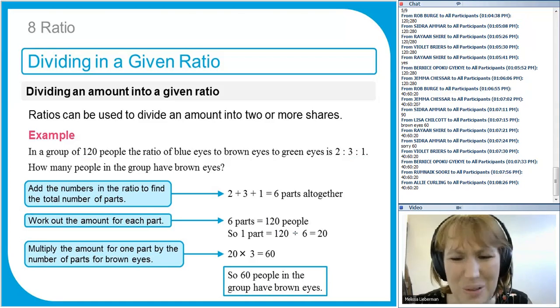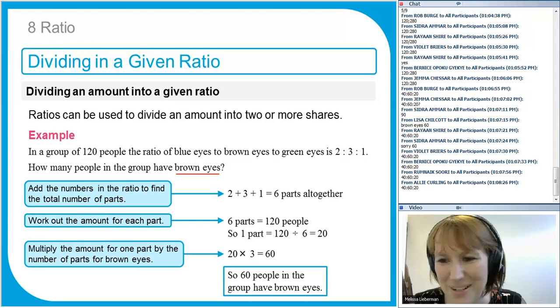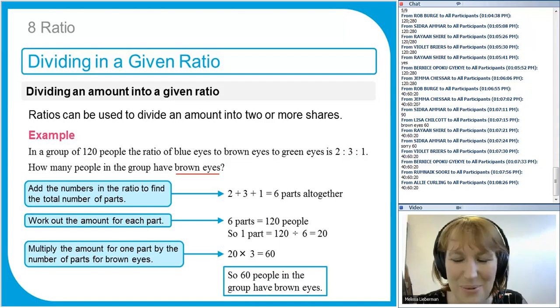If you're guilty of not reading the question properly, well, everyone does it. So 60 people in the group have brown eyes, which I know, Lisa, you said the correct answer 60, and so did Sidra. Everyone else was doing what I did, which was just to work it out for all of them, which is useful as well. I'll pretend that I read the question properly and was just testing you.